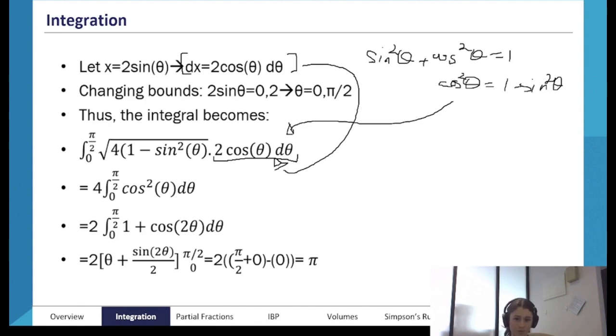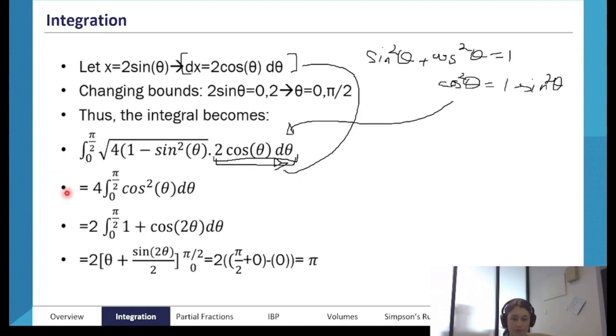Moving on from here, we removed this square root, which, of course, left us with cos theta multiplied then by this section here, which is 2 cos theta d theta, which once again left us with another cos squared theta, which is annoying, but it's better than what we had before. And then, of course, we could take the 4 out the front.